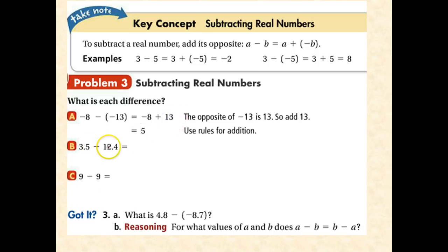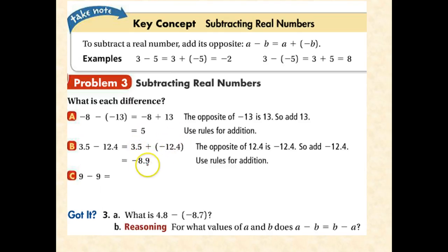Alright, 3.5 minus 12.4. The definition of subtraction says that's 3.5 plus negative 12.4. Alright, so now these are opposite signs, so 12.4 minus 3.5, and the answer will be negative because the 12.4 is bigger. So negative 8.9.